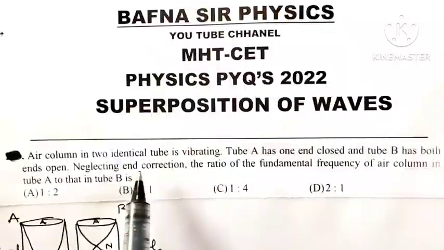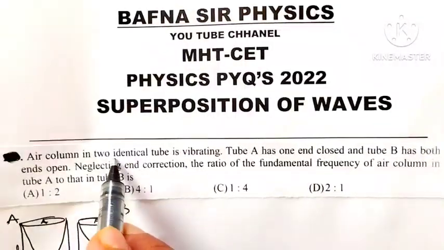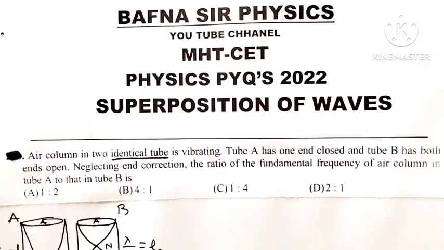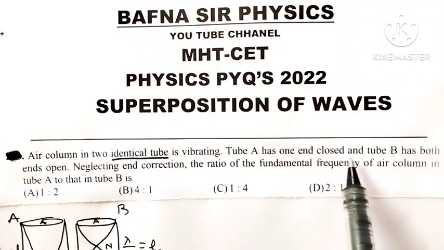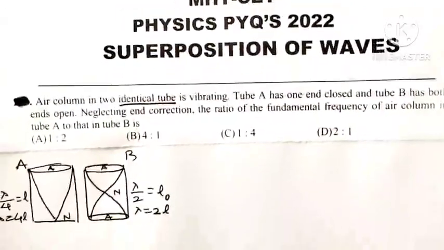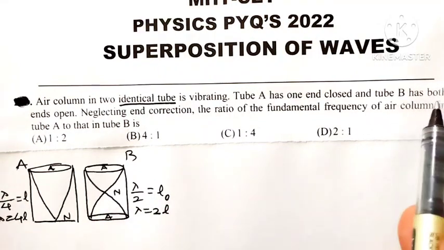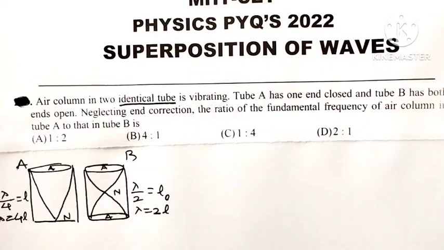Air column in two identical tubes. Identical means the internal diameter is the same and the length of the pipe is the same. The air column is vibrating. Here we have two tubes which are exactly identical, but tube A has one end closed and tube B has both ends open.